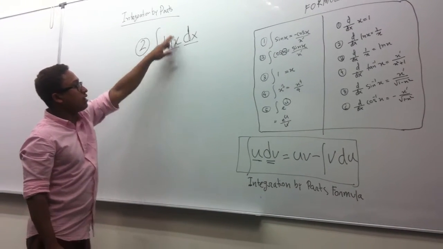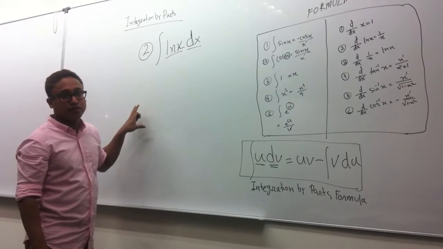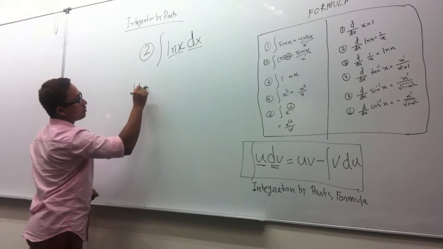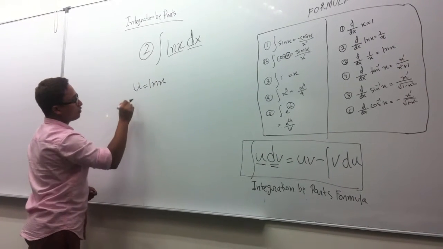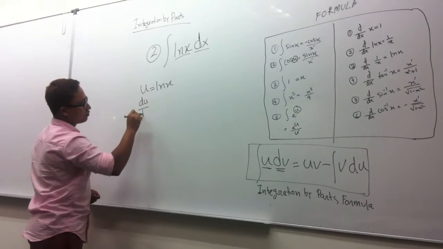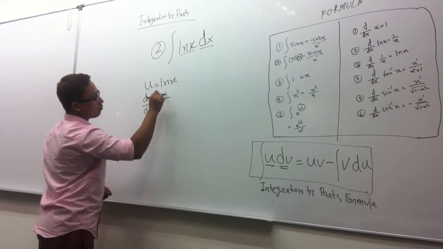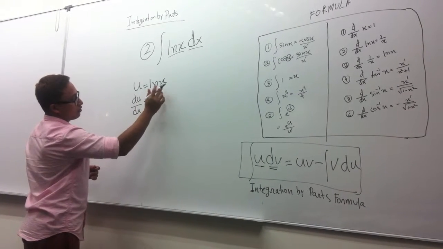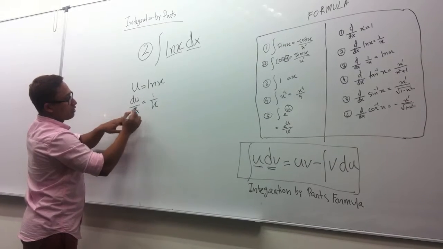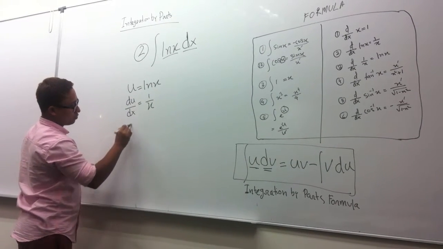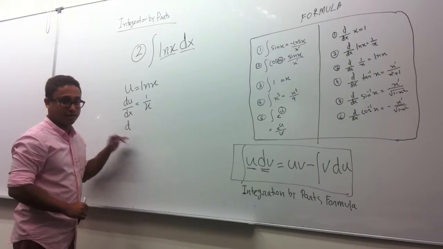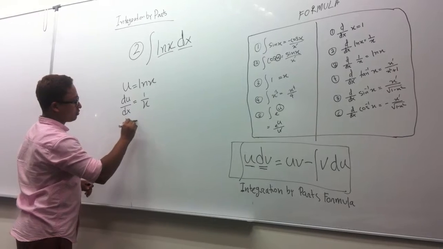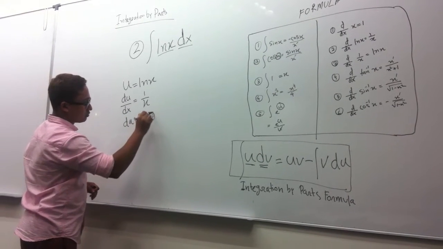But if we take ln x as our u, we can easily get rid of the natural logarithm, which is a good thing. So let's say we take u as ln x. When you differentiate this, du/dx is 1 over x, because we are differentiating with respect to x. In each and every case we have to find dx because we have to put dx back again. So du is 1 over x dx.